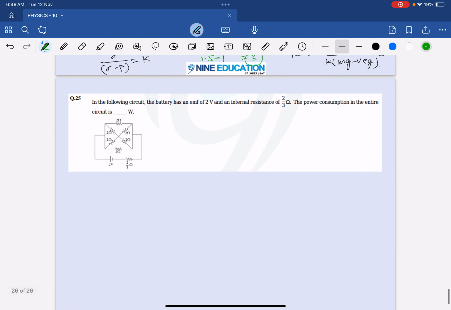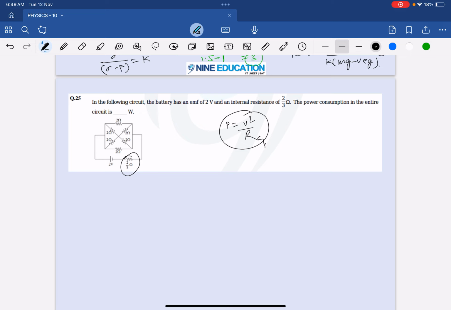Now we have question number 25. What is question number 25? In the following circuit, the battery has an EMF of 2 volt, and the internal resistance is 2 by 3. We can see power consumption. For power, we know V, I need to just find R equivalent. So can we find R in the entire circuit, not just the outside, the entire circuit? What would be the R equivalent for this?